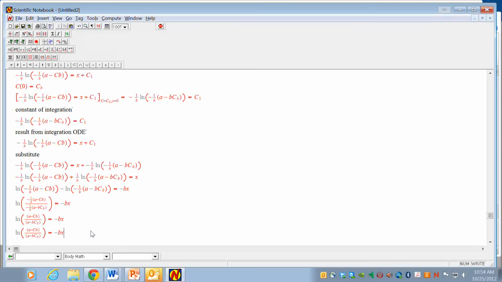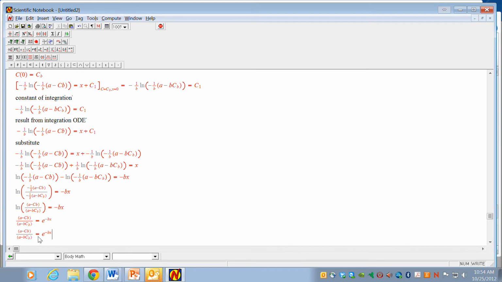And let's copy and paste it again. Okay, so now what I think we need to do is raise e to both sides. So e to this side and e to the log of this stuff, we'll just get rid of the log. So we get that.